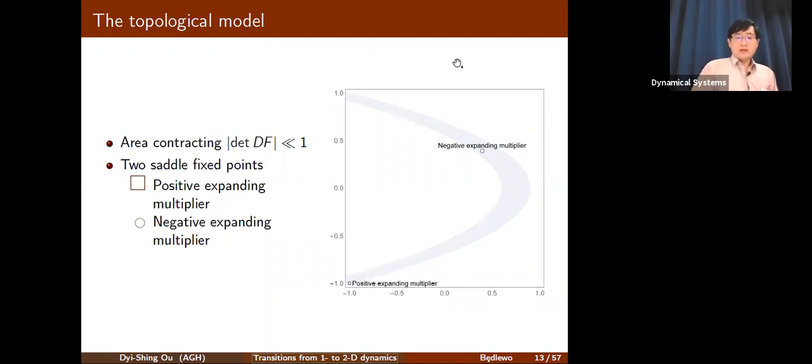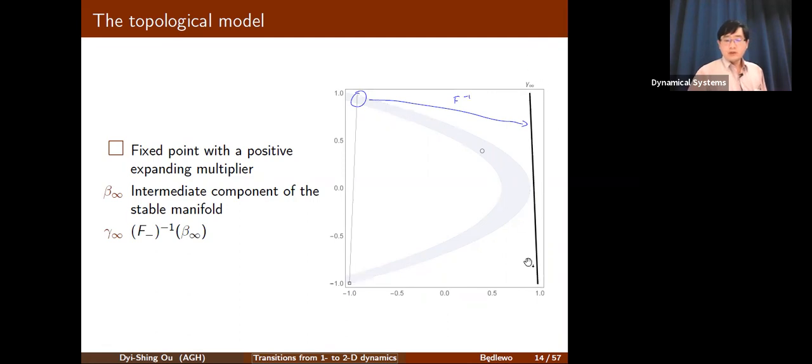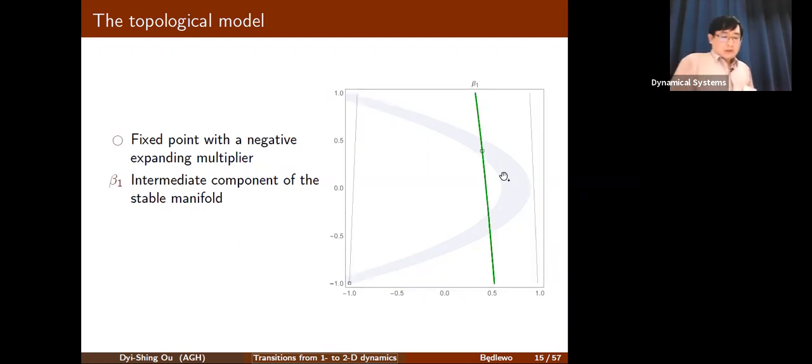In this picture, this is the example of a Hénon map. So we want to define a topological model on the Hénon map. So first we assume the system is area contracting. So the map will have two fixed points. One fixed point is here, and the other fixed point is here. And this is the component of the stable manifold of this. So we take the preimage. The stable manifold intersects the image here. We take the preimage. It goes here. Then this set is called gamma infinity.